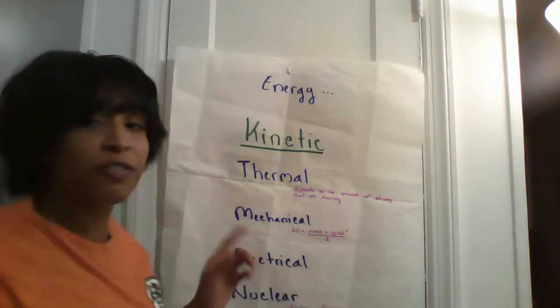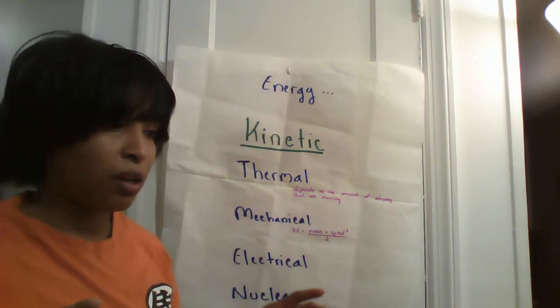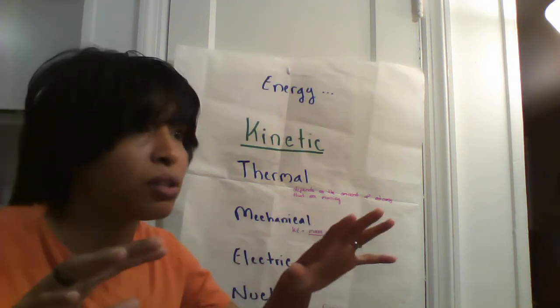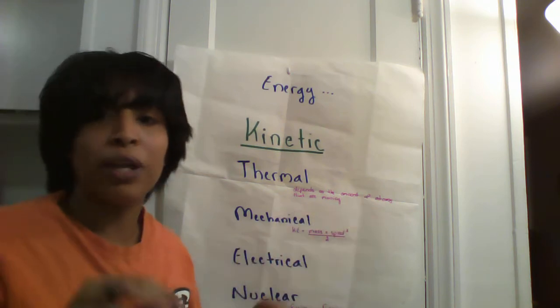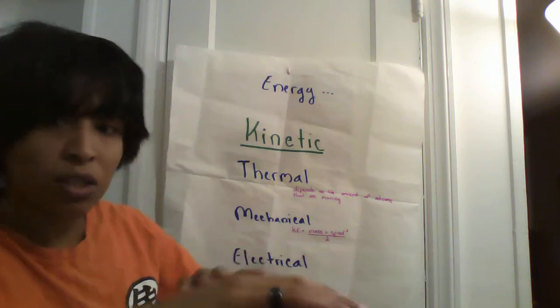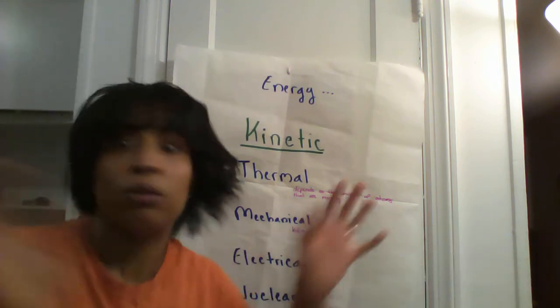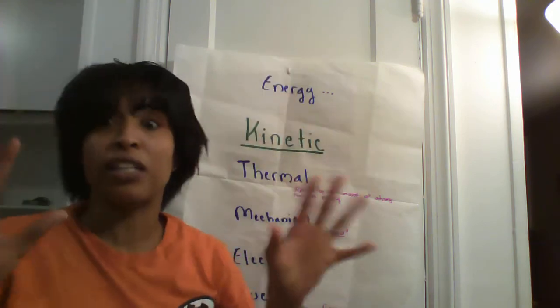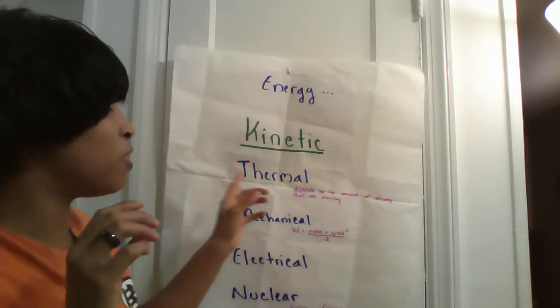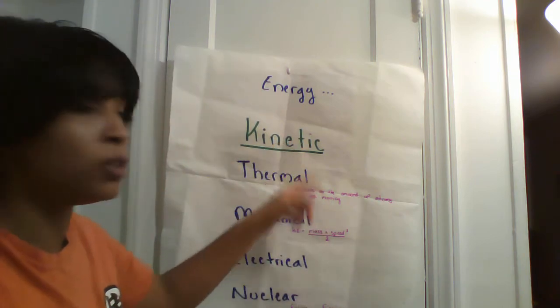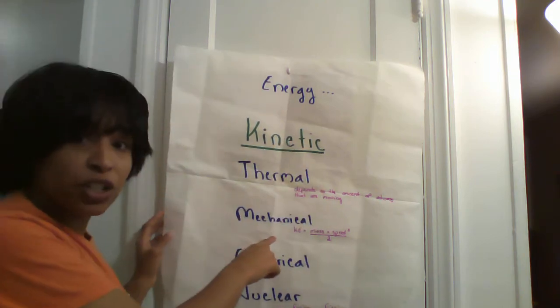Now this depends on the amount of atoms that are moving. We have an ice cube where the atoms are not really moving that fast. They're frozen. Then we have water, where the atoms are sliding past each other. Then you have gas. Gas is everywhere. Gas has the most energy because it has a lot of atoms that are moving. Green light, moving. We also have mechanical energy.